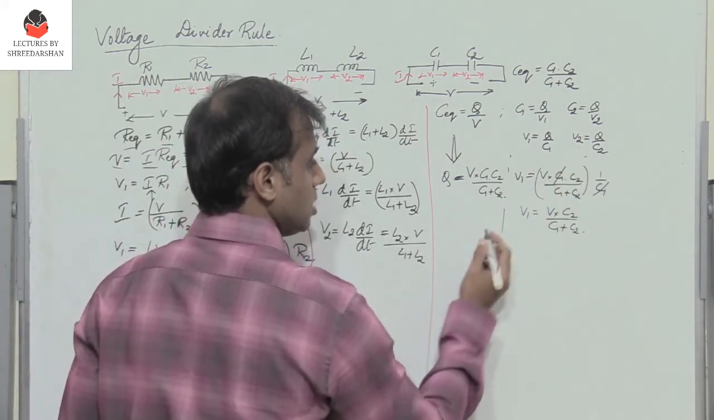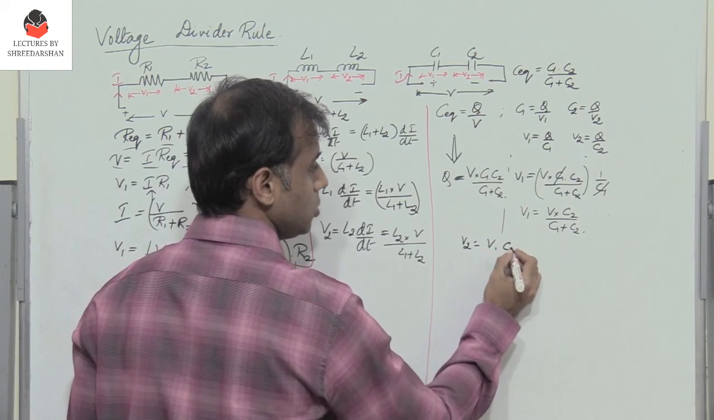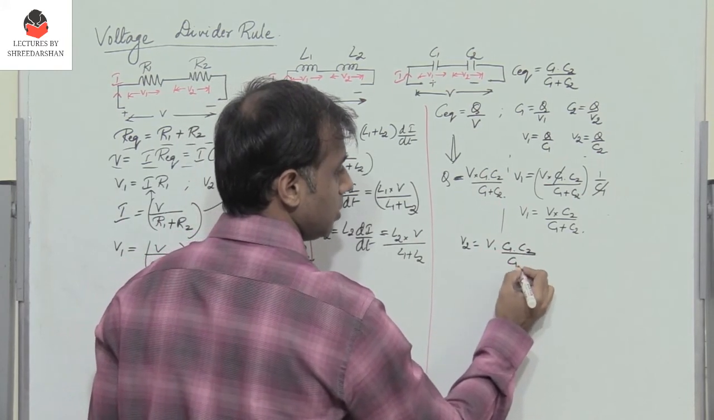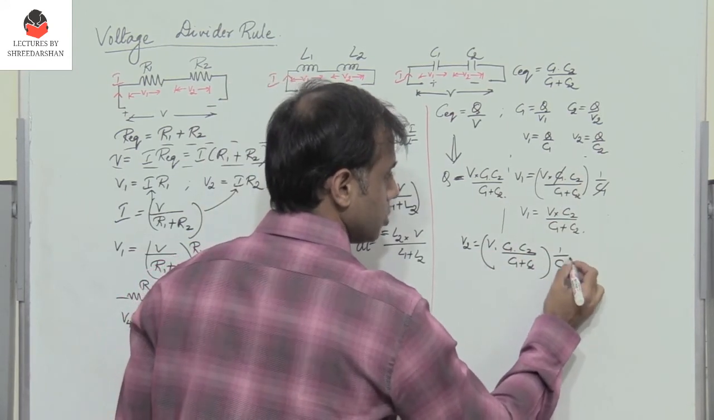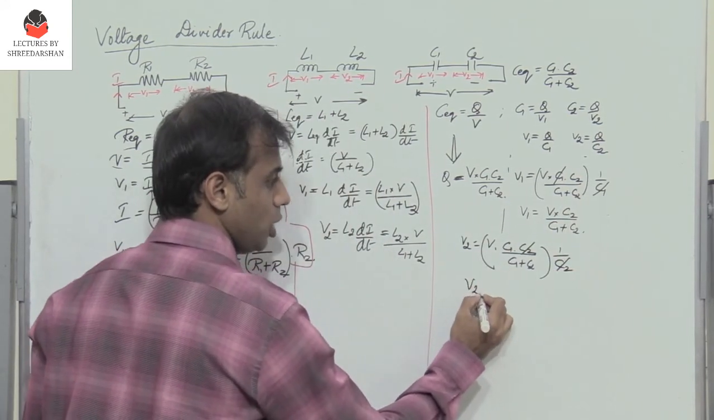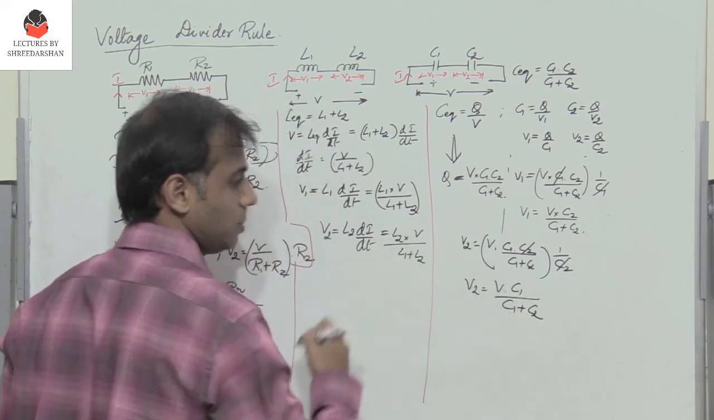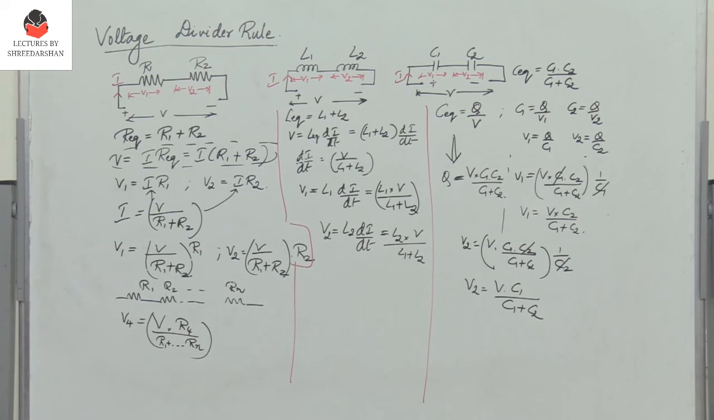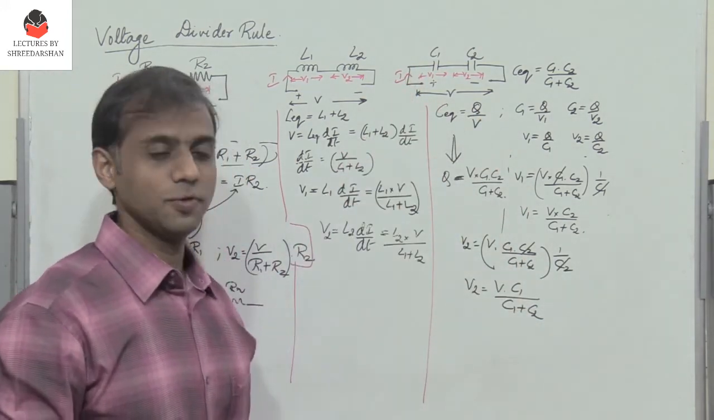If I consider this expression, V2 equals Q. What is Q? It is V into C1, C2 divided by C1 plus C2 into 1 by C2. So C2 gets cancelled. So V2 is V into C1 divided by C1 plus C2. So what is V2 here? V2 is nothing but the total voltage V into the other capacitance C1 divided by the sum of capacitors.